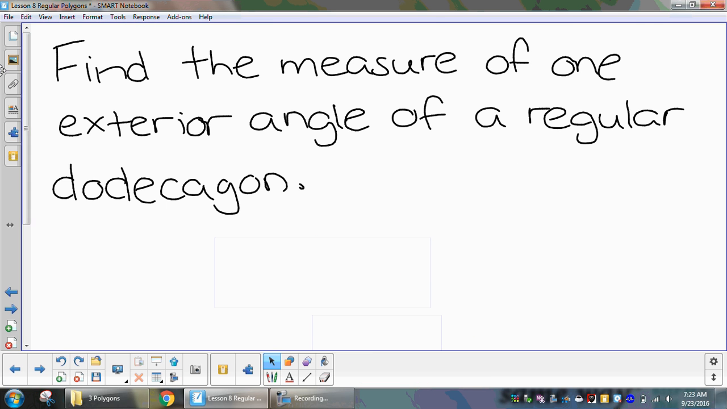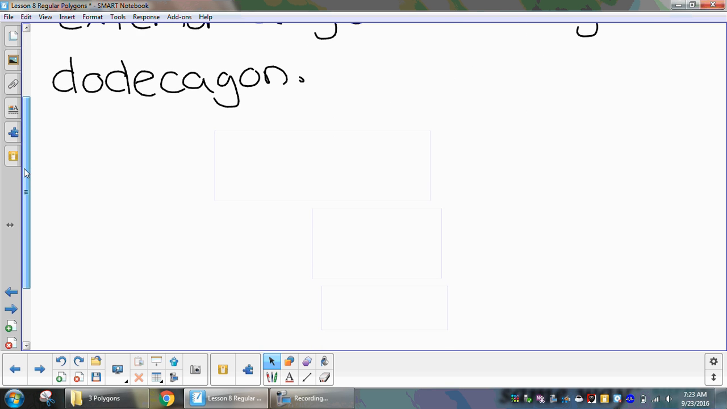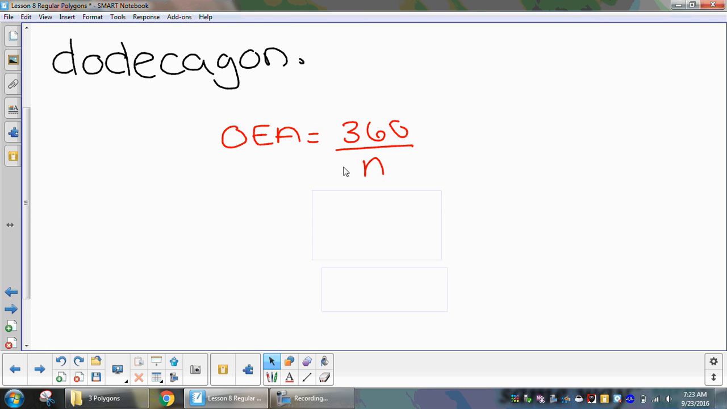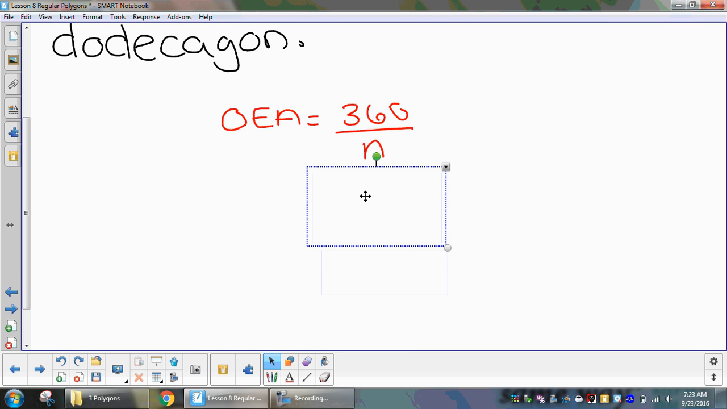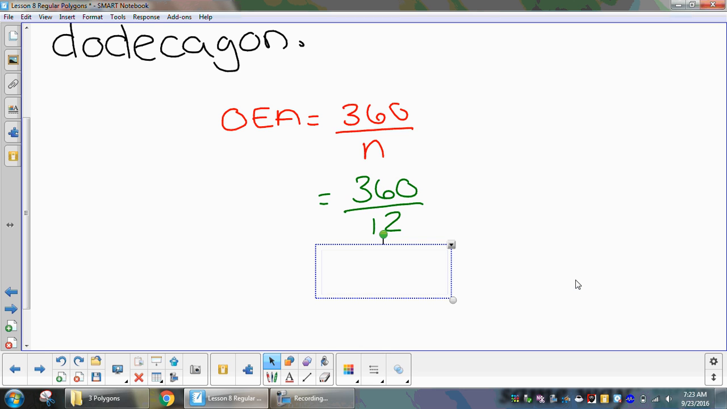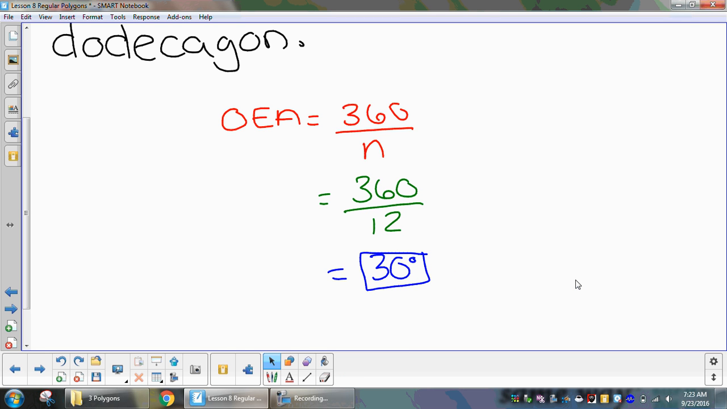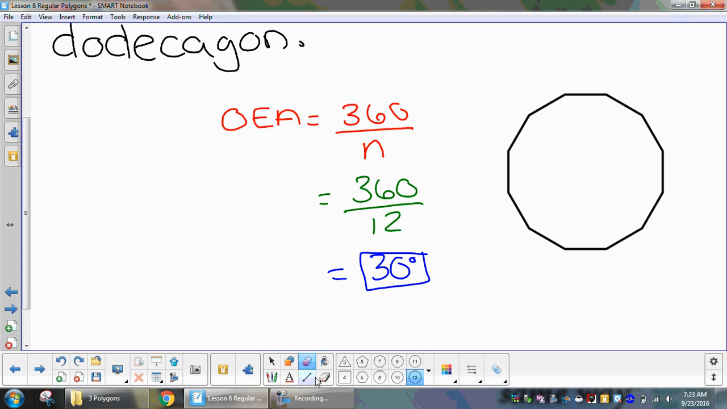So we'll do the same thing for a dodecagon. If you already know the interior angle, we could subtract it from 180, or we can use this formula that I'll write every time I use it. I'll plug in 12. And I'll get that one exterior angle is 30. So I know we found before that the interior angle was 150. So I'll draw my dodecagon. I'll get my exterior angle. So this exterior angle is 30, and we found earlier that the interior angle was 150, and they make a linear pair. They add up to 180.